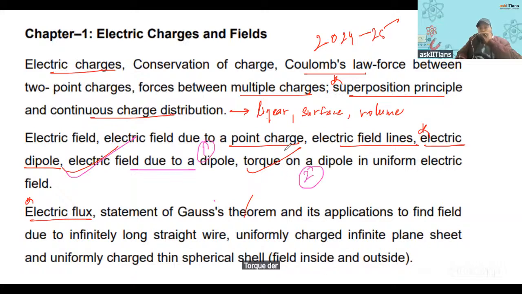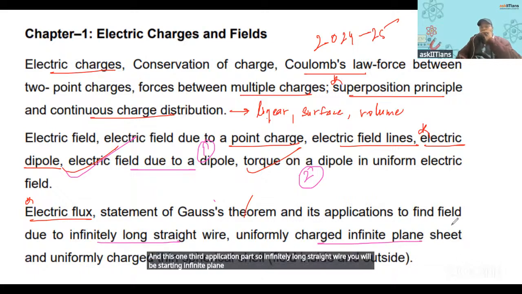This is also a derivation, torque on a dipole. And this one, the third, is the application part. So infinitely long straight wire you'll be studying. Infinite plane sheet you'll be studying. Sigma by 2 epsilon naught it comes. You remember, I think, sigma by 2 epsilon naught due to an infinite plane sheet.